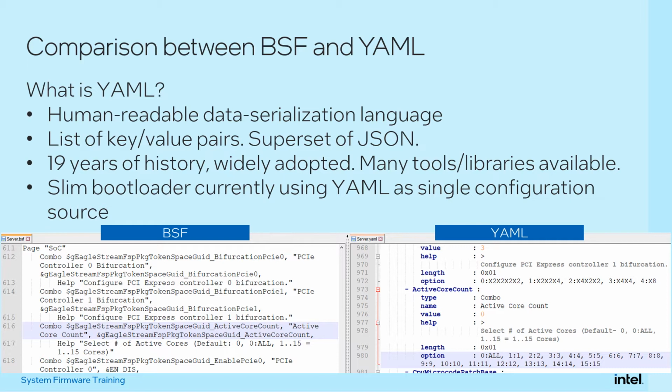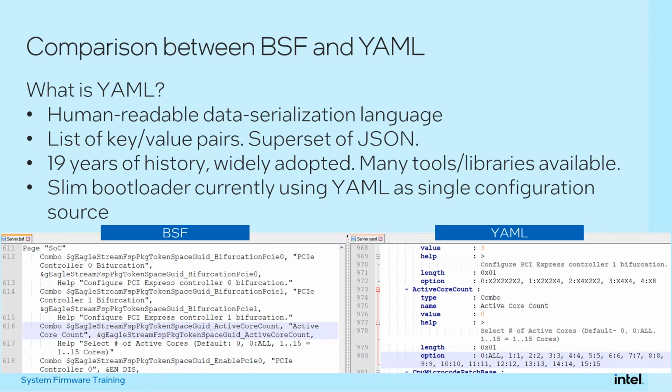What is YAML? YAML is a data serialization language designed to be human-friendly and work well with modern programming languages. It is made from a list of key and value pairs and is a superset of JSON. It has a very long history with many support tools and libraries available. Slim Bootloader already uses YAML as its single configuration source.